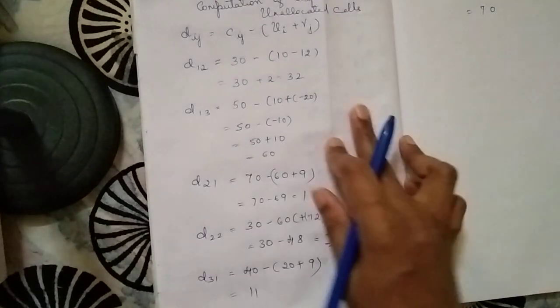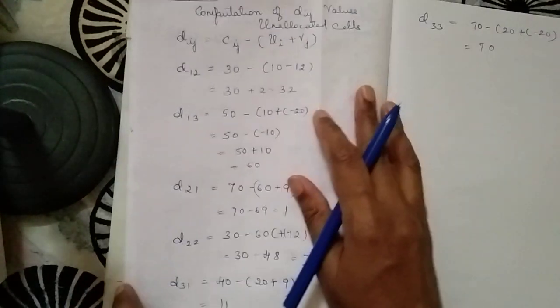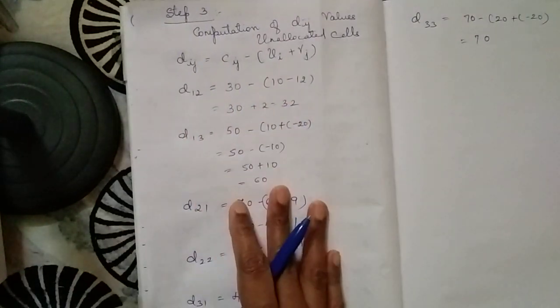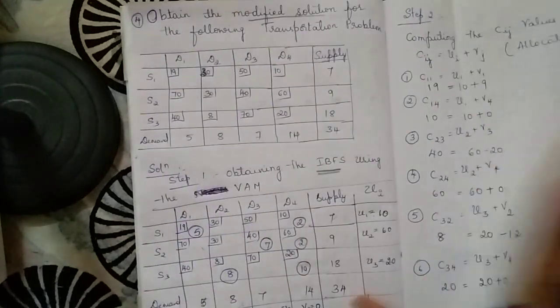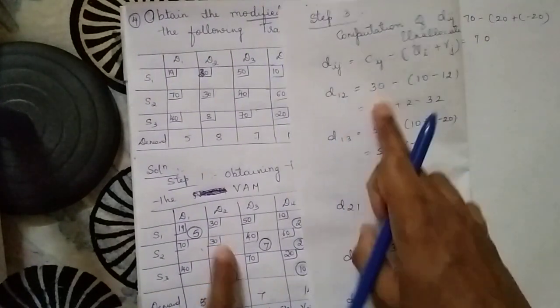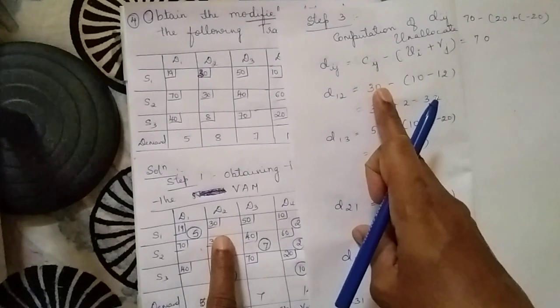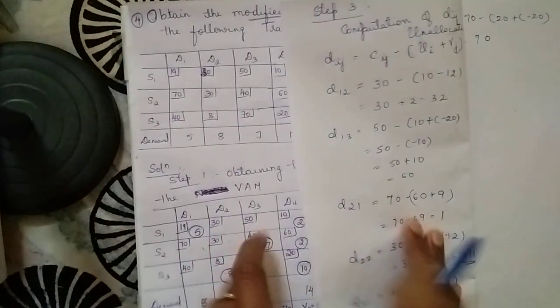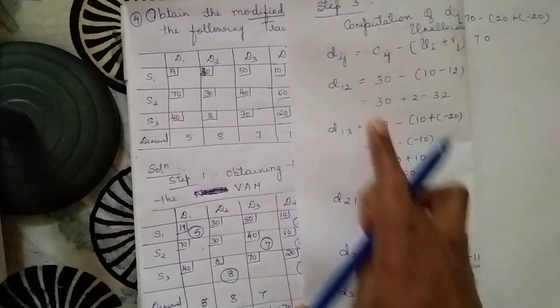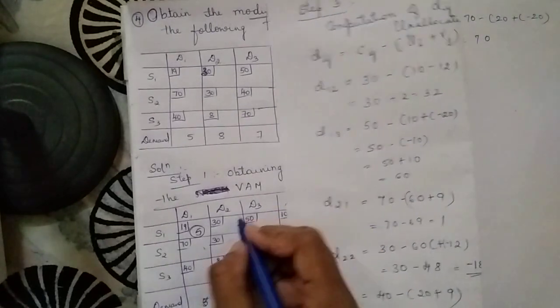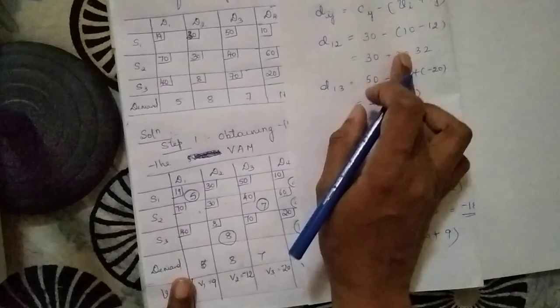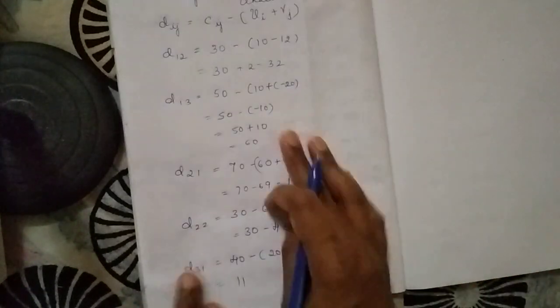If you observe here, I have calculated the Dij values for all the unallocated cells. You have to identify the unallocated cells here. The first one was 30, right? 30 is the cost, minus the corresponding ui and vj values deducted. So we arrive at 32. These are the Dij values that we have arrived at.